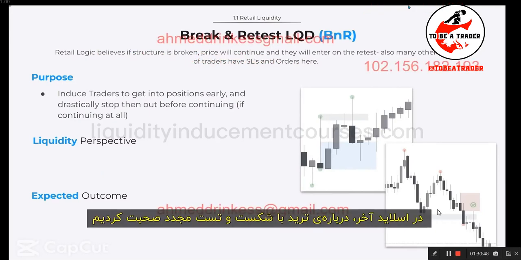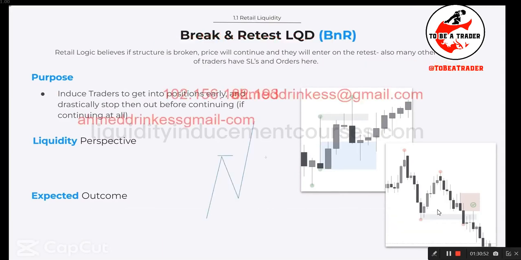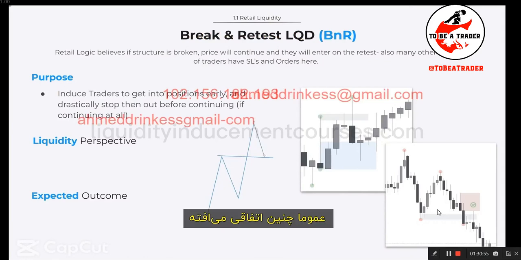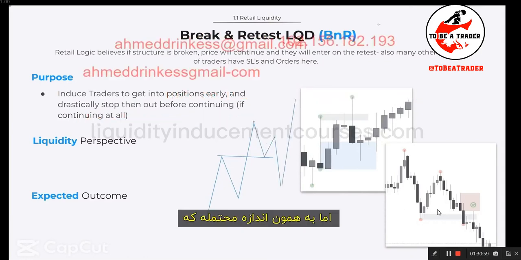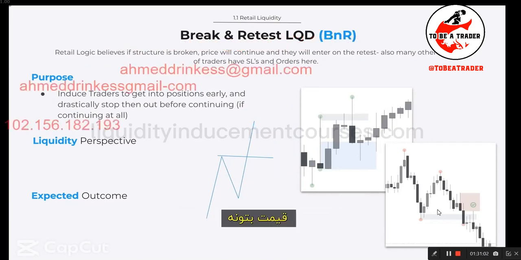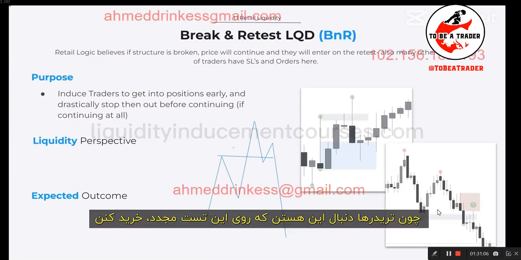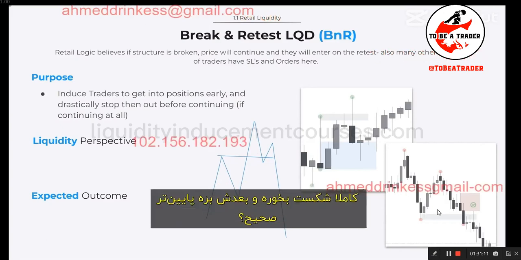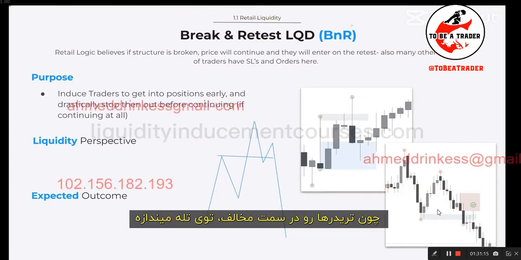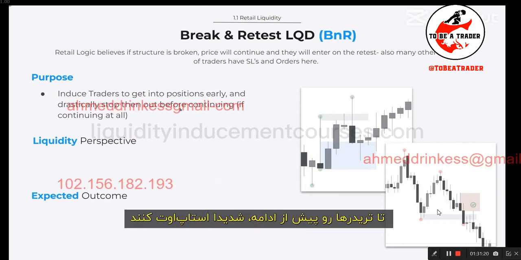In that last slide, we talked about with break and retest, typically this will happen: it'll fail on the retest to then go higher. But equally probable is price can just give a little reaction and then just completely fail, because they're looking to buy on this retest. The other and last option is it can just completely fail and then go lower, because it's trapping them in the wrong direction. So the purpose of it is, again, to drastically stop out traders before continuing, if at all.